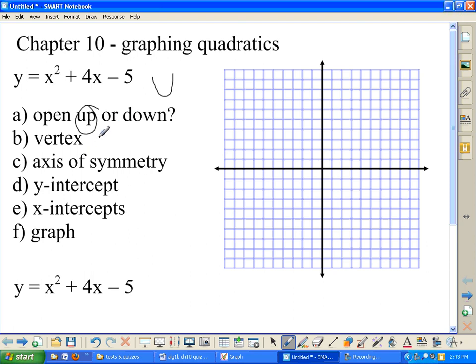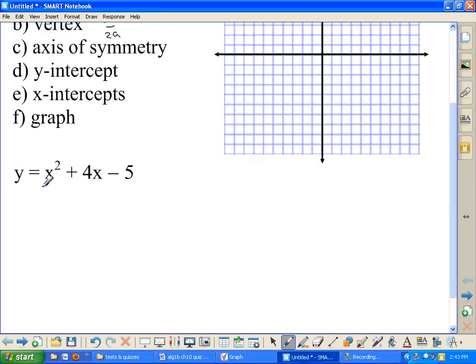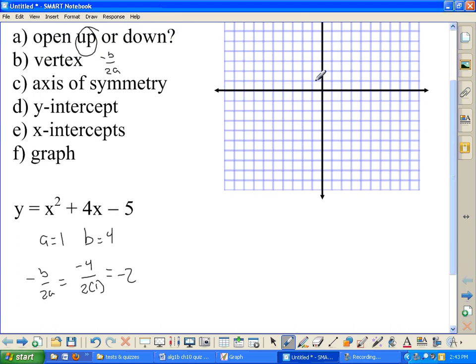To find the vertex, the first coordinate of the vertex, we will use the little formula, opposite of b divided by 2a. And we'll go to our equation here. a is 1, the coefficient of the x squared, and b is 4. So the opposite of b divided by 2a will equal negative 4 divided by 2 times 1, which is negative 2. So that means that the x-coordinate of the vertex is at negative 2.